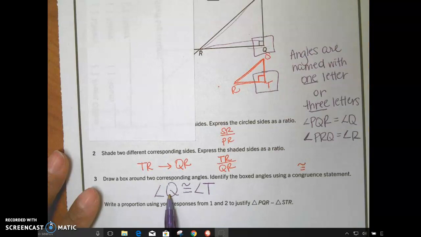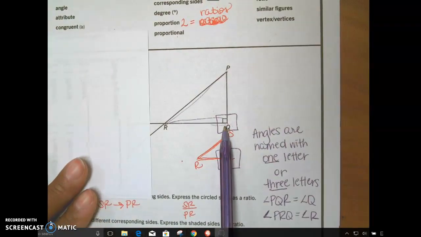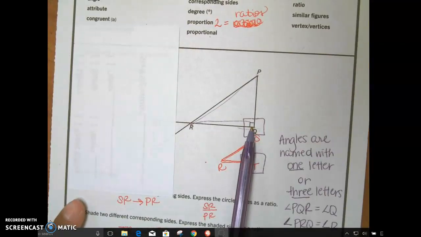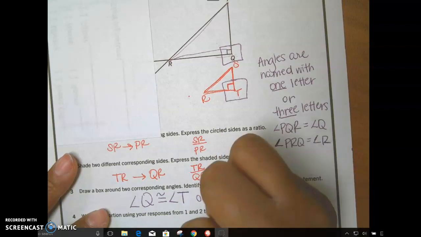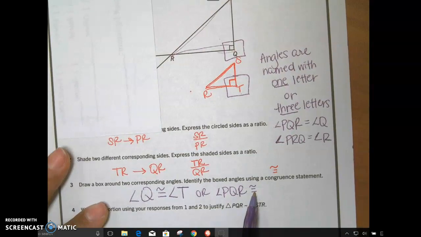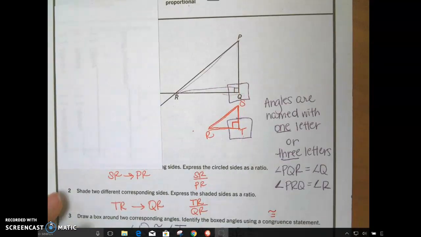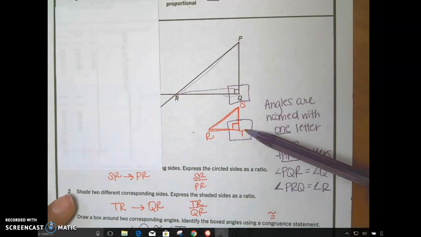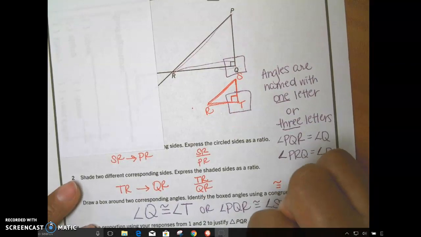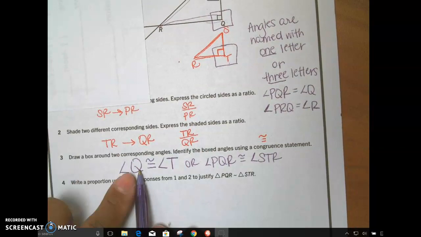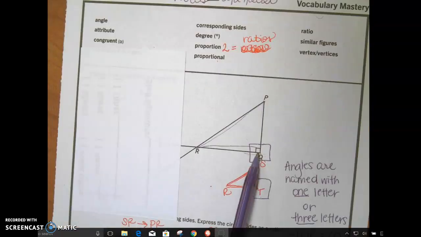So if I'm looking at angle Q here, how else can I name angle Q? I used one letter. So what's the three-letter name for angle Q? PQR. Angle PQR is equivalent, or congruent, to... how do I name angle T with three letters? STR. I have to start at the beginning. This is the same thing, as long as my vertex is in the middle. This is a vertex. This is a vertex.